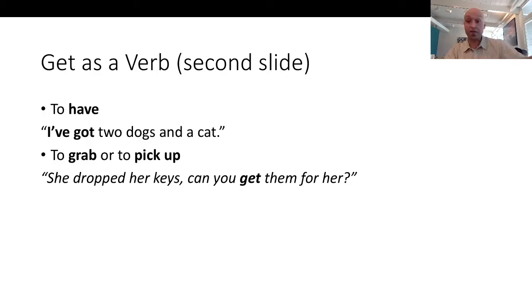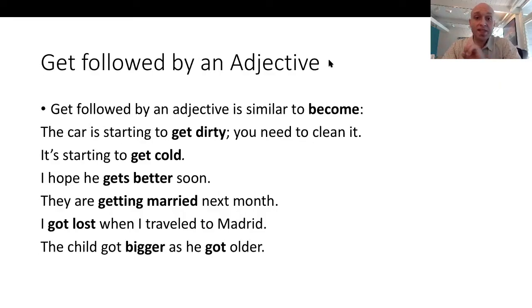Pode pegar as chaves para ela. Uma coisa interessante acontece quando tem get e depois um adjetivo. É tipo se virar, se transformar ou mudar em algum sentido. Vamos olhar em alguns exemplos.